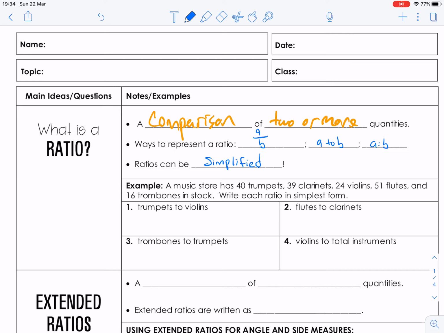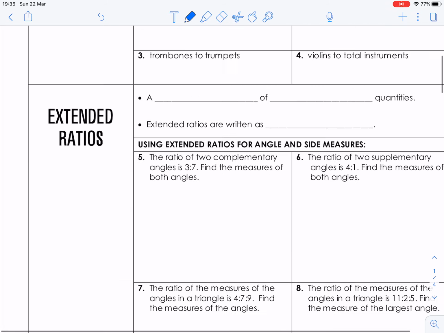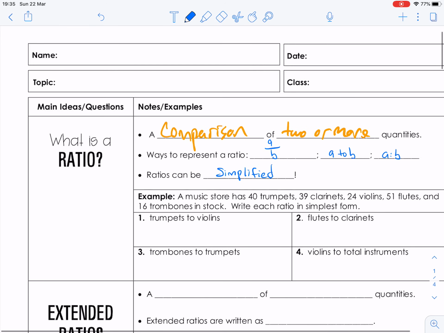Hey guys, here's chapter 9, similar triangles. We are going to start with section 1, which is what is a ratio? And we're going to go to extended ratios and so on. So one step at a time. Quick definition of a ratio. You probably have seen this in Algebra 1, but I'm going to review real quick with a definition.